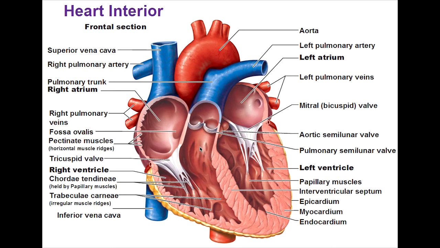This is a frontal section, so this shows the anterior part of our thorax. You can see here that the heart is composed of two atria here and two ventricles right here.